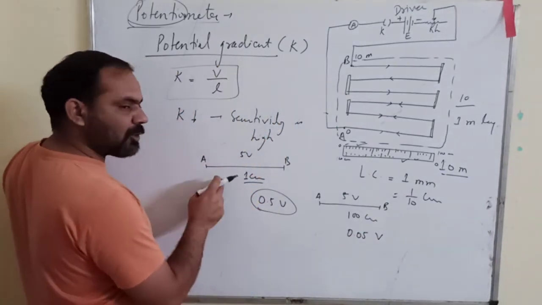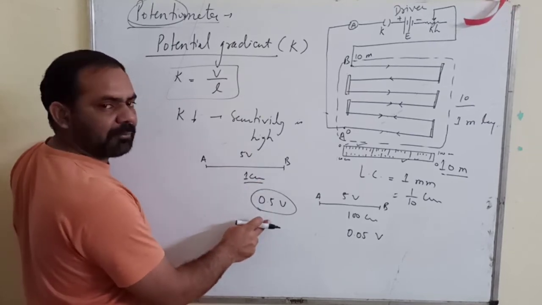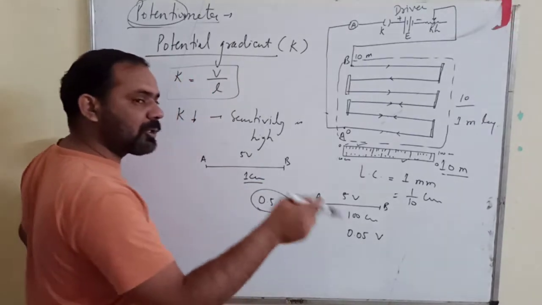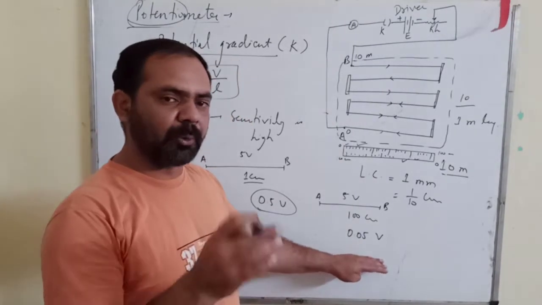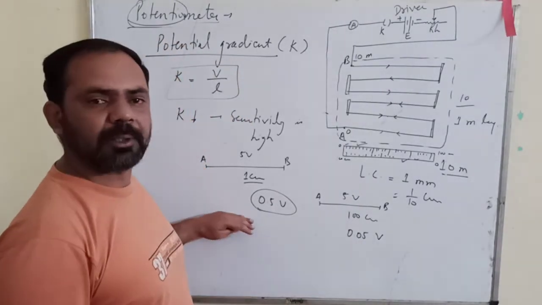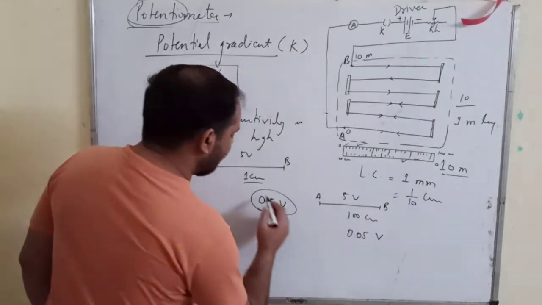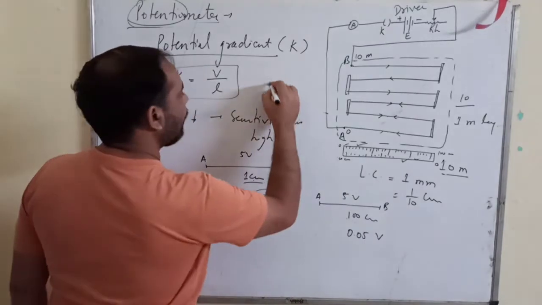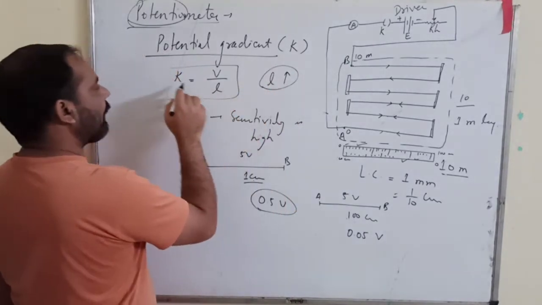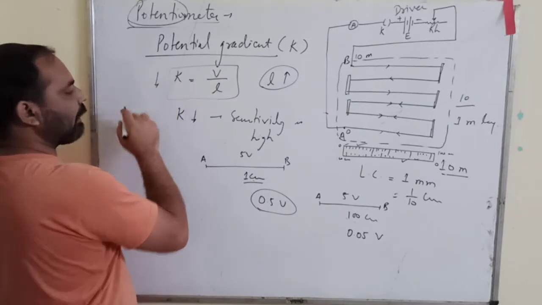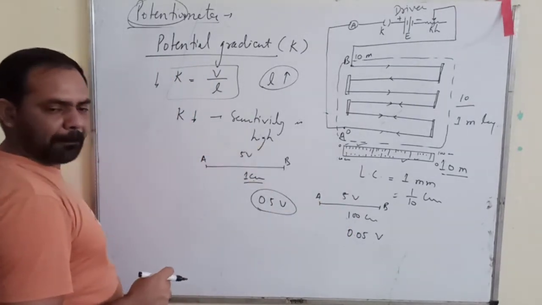So the first potentiometer cannot measure a drop less than 0.5 volt, but this one can measure up to 0.05 volt. So you can say this potentiometer is more sensitive as compared to the first one. What you have done here is increase the length L. If you increase L, what will happen to K? K will decrease, and what is happening to sensitivity? It is increasing.